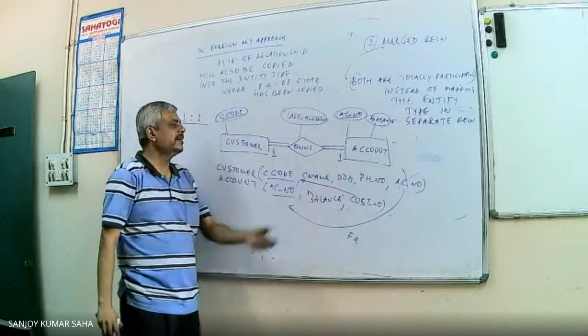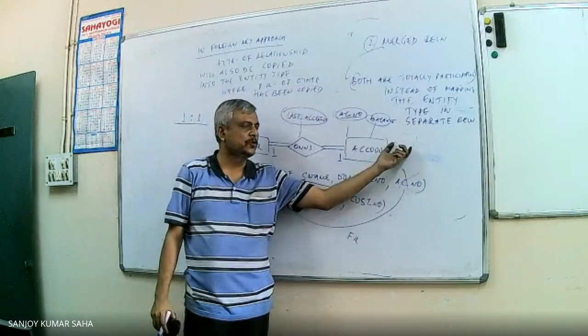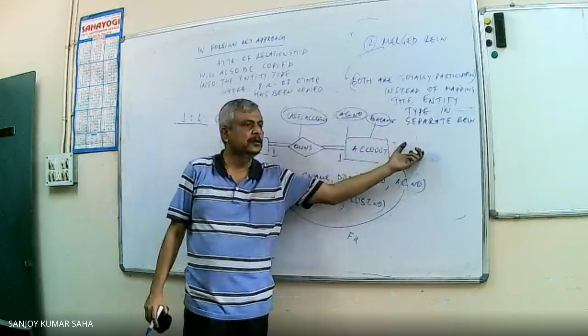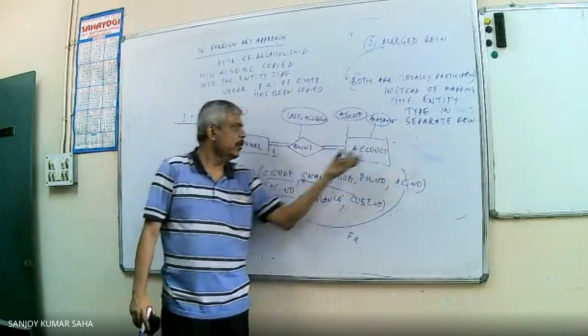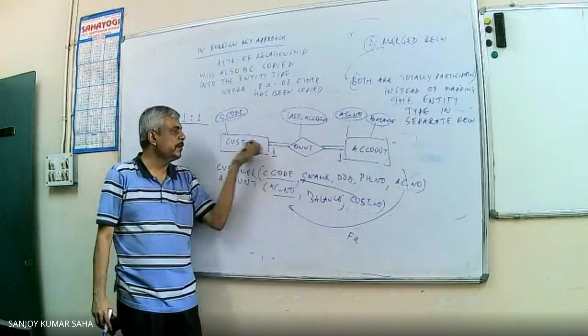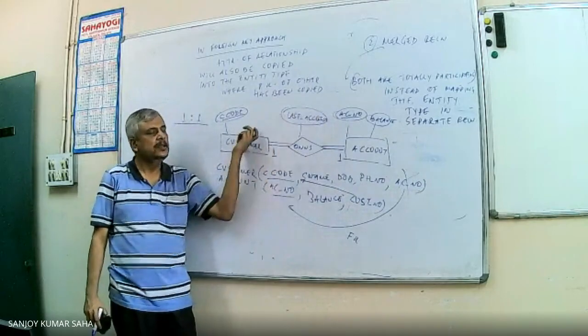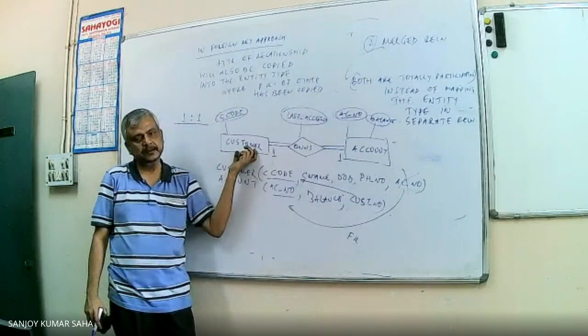So if we consider that in the account I will be keeping the customer code, then along with that I will be copying the last access. Or if somebody goes for account number here, then also copy the relation attribute of the relationship there.